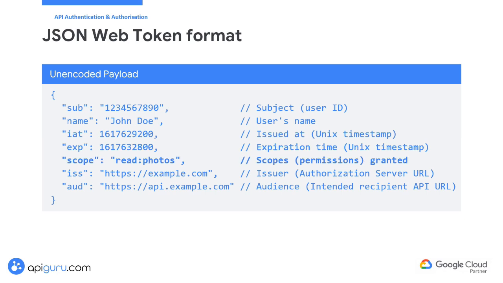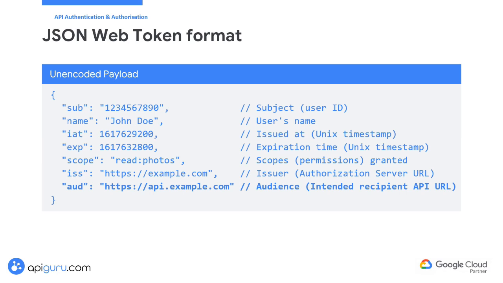The scope claim is optional and can be used to limit access for a given token, granting permission only for necessary API operations. In this example, the token bearer would be authorized for the get photos operation. The iss claim identifies the authorization server that issued the token. It helps to validate that the token came from a trusted source and can be used to verify its authenticity. Finally, the aud claim specifies the token's intended recipient. This ensures that the token is used only by the intended API or resource server, preventing misuse by other parties.